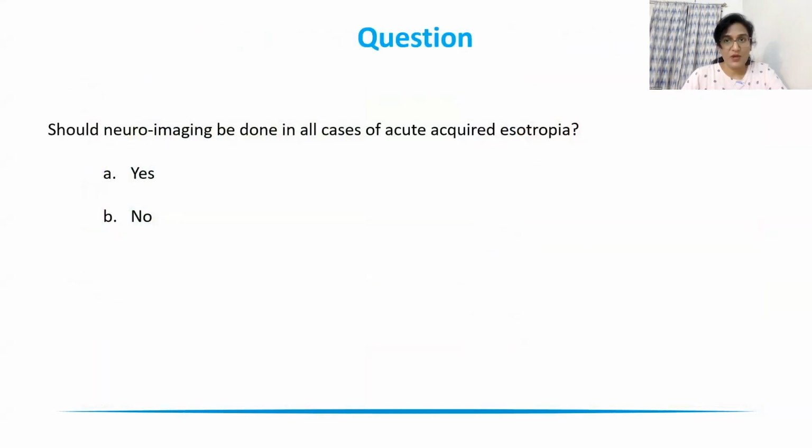Now let's move on to a very interesting question, and let's see what the audience thinks. Should neuroimaging be done in all cases of acute acquired comitant esotropia? You can answer the question with yes or no, and maybe we can discuss it further. Okay, it is interesting, because there is maybe an equal percentage saying yes and no, but no seems to be higher. Okay, so let's see whether we are right or not.